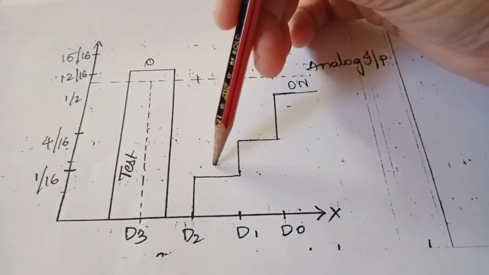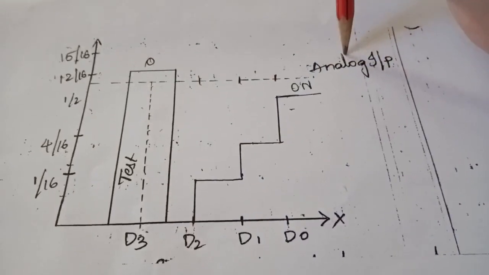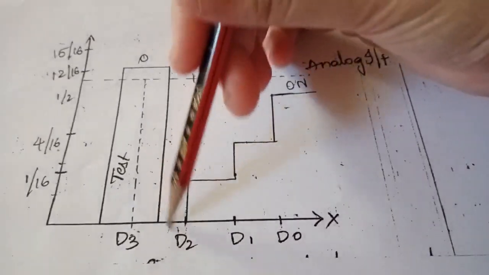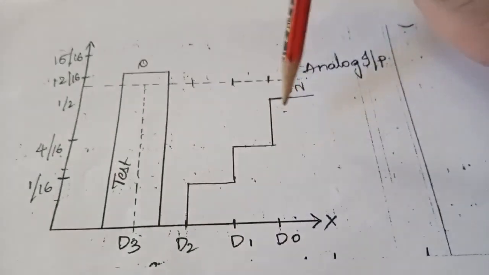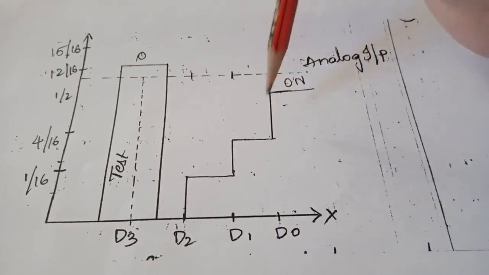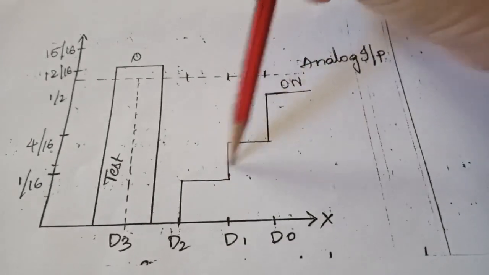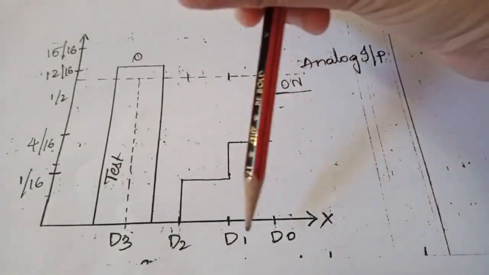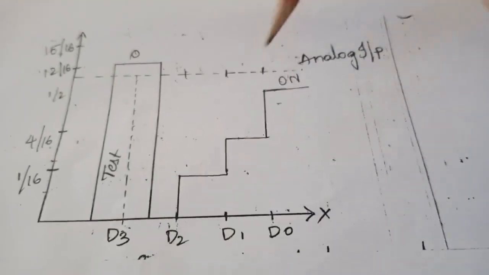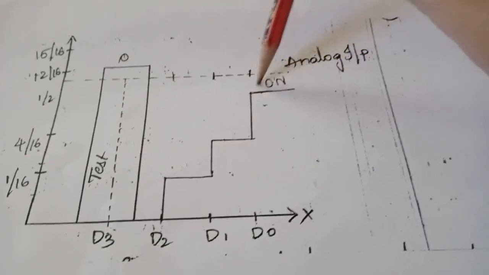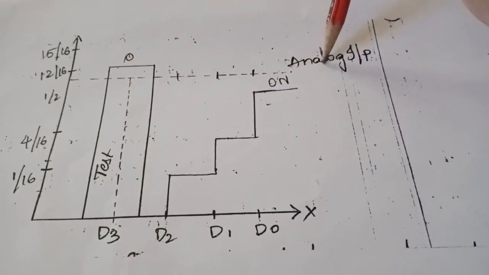Again this will be turned on. Again analog input is more than D2, so again this will be off. Again it will be on and it will check whether analog input is more than D1. Again this will be off. Again who will be on? D0. D0 is on. Now it will reach the analog input.